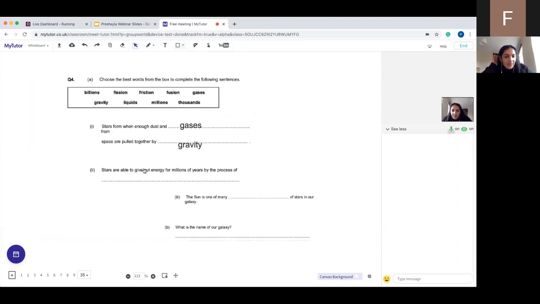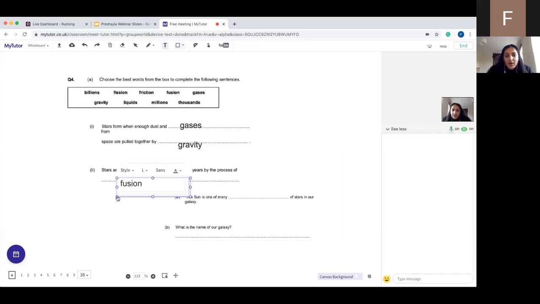Stars are able to give out energy for millions of years by the process of what? So what is this process that allows a star to keep going? Why is our sun still going? What does it do constantly to allow it to keep going? It does fusion. Okay, so it's constantly fusing hydrogen to create helium, which is why it can keep going. So the correct answer there would be fusion.